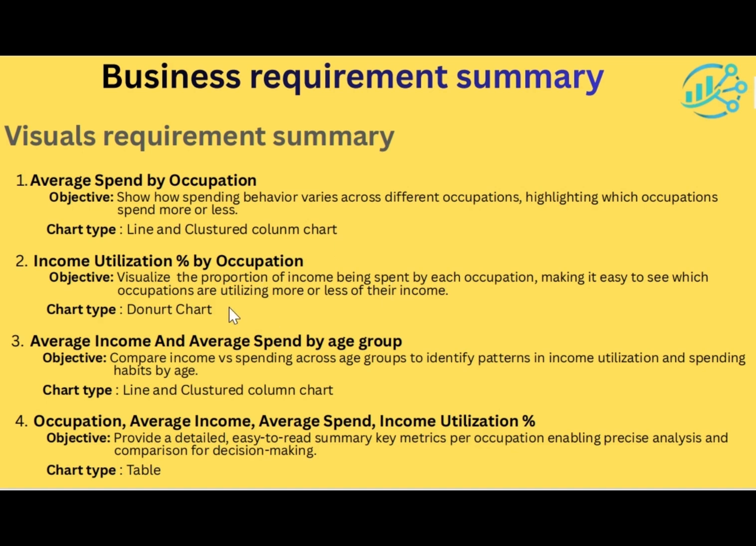We are generally trying to understand how different occupations earn and how they spend their earnings. Also here we have average income and average spend by age group. We are trying to identify patterns in income utilization and spending based on age group and so forth. These visual requirements will help us dig deeper in understanding how different items are performing in this particular bank.